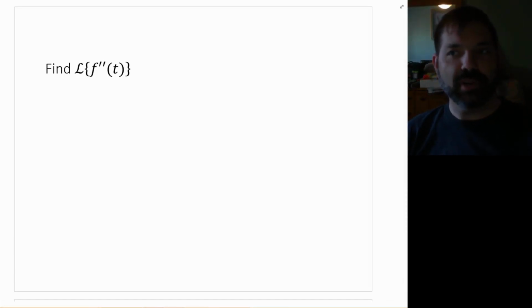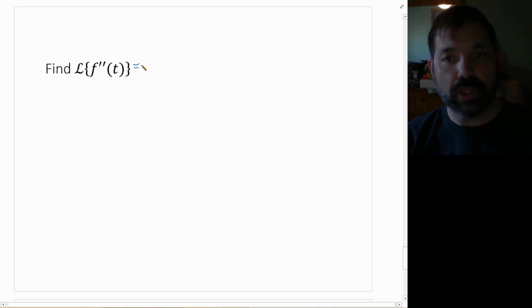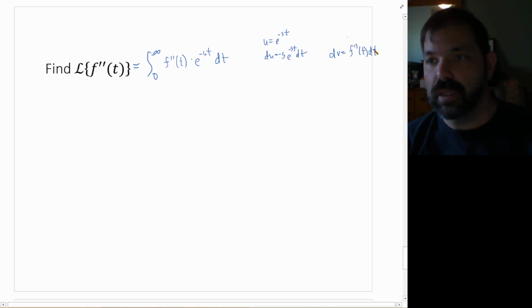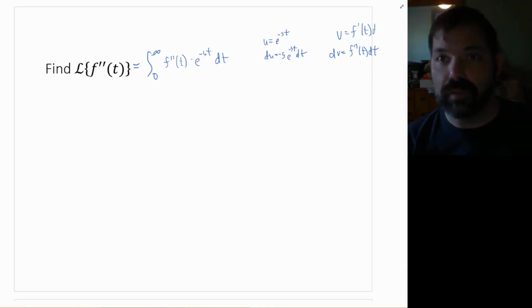Maybe you want to try this one on your own. That would be a good time to pause. Using the definition, this is equal to the integral from 0 to infinity of f double prime of t times e to the negative st dt. We'll use integration by parts again. And so we'll use u equals e to the negative st, du is negative s e to the negative st dt, and dv is f double prime of t dt, and so then v is f prime of t. Just f prime of t, no dt there.